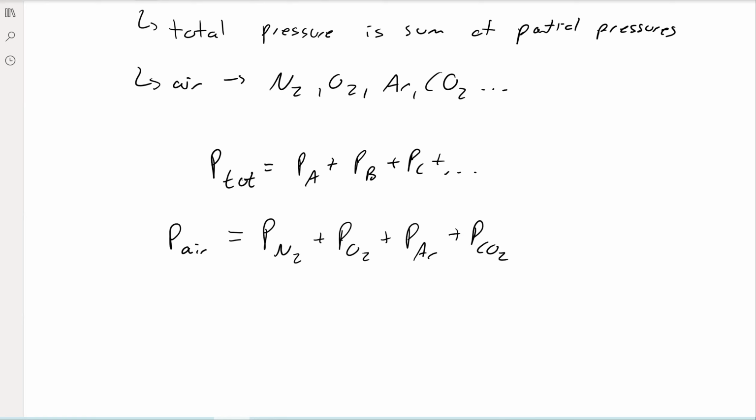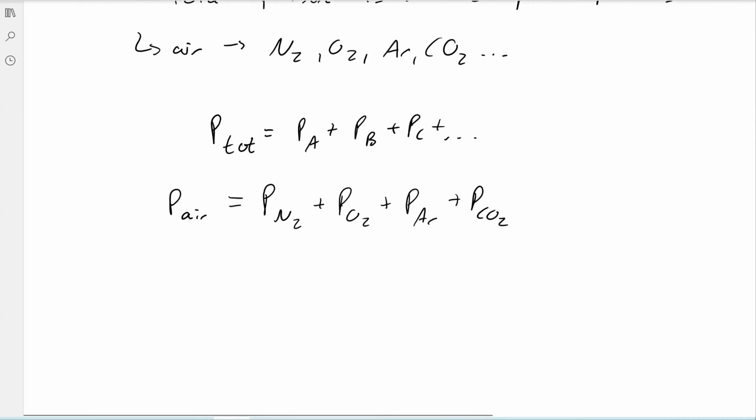And each one of these components is called a partial pressure because they only make one component of the total. They are only a part of the pressure, right? In order to get the total pressure, you have to add them up.